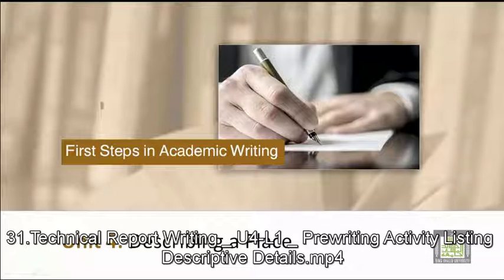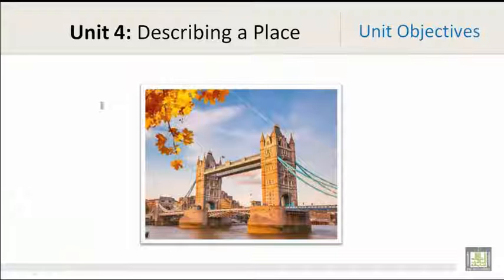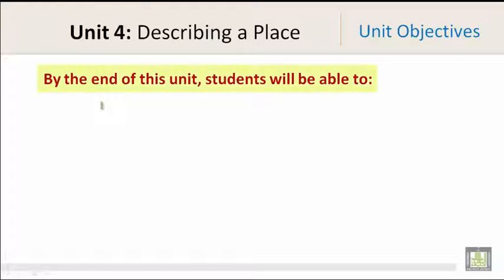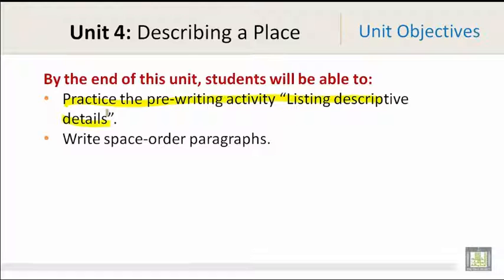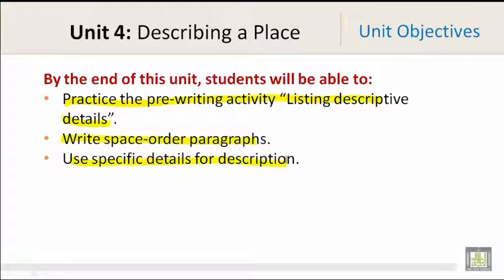Unit 4. Describing a place. Unit objectives. By the end of this unit, students will be able to practice the pre-writing activity, listing descriptive details. Write space order paragraphs. Use specific details for description.